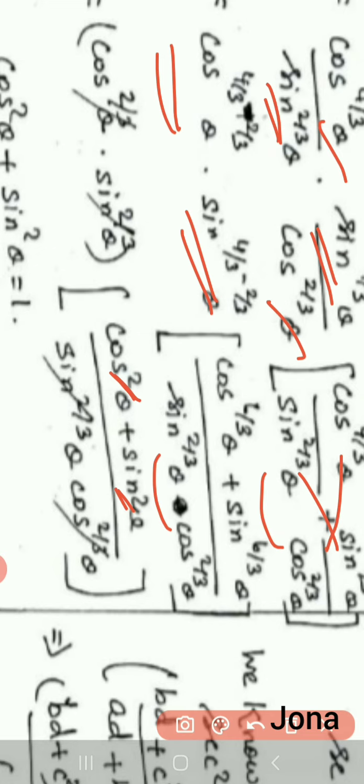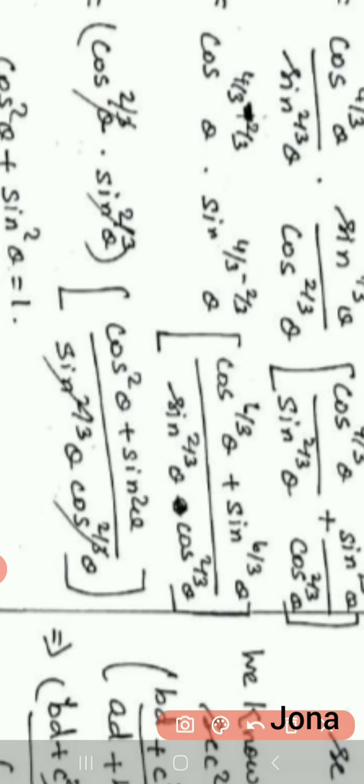Isn't it? And then even here 4 minus 2 by 3 is 2 by 3, and here this is 2 by 3, and then the remaining thing I want to cancel the sin power 2 by 3 and sin power 2 by 3, cos power 2 by 3 and cos power 2 by 3. The remaining thing is cos square theta plus sin square theta. The value is 1 here. This is what we want to prove in the problem there. Okay, 12th sum.